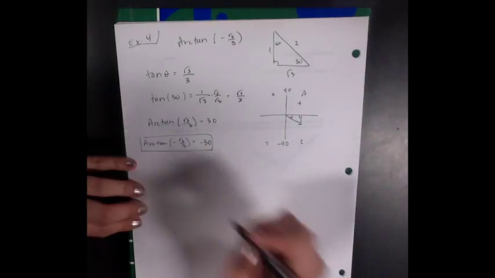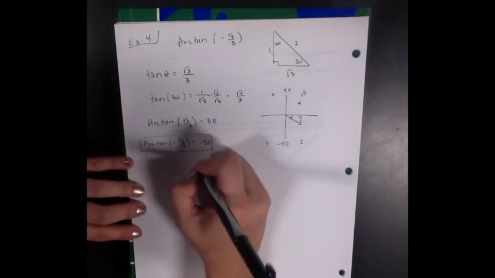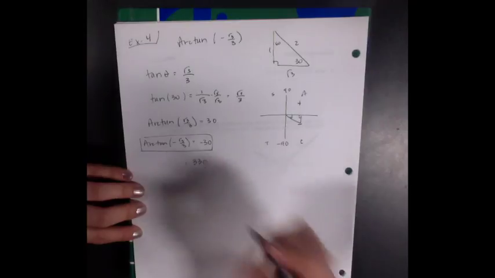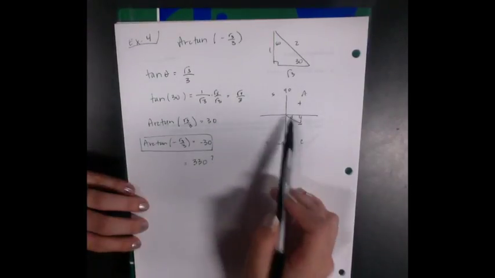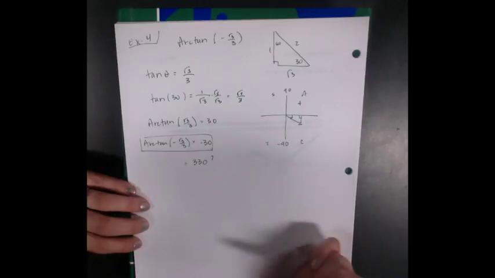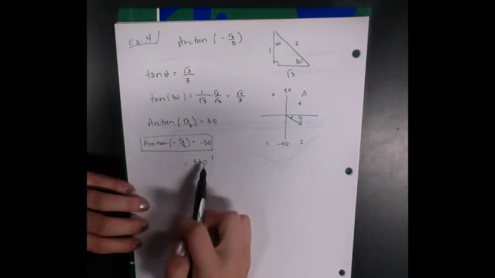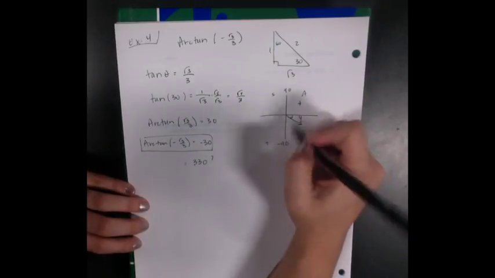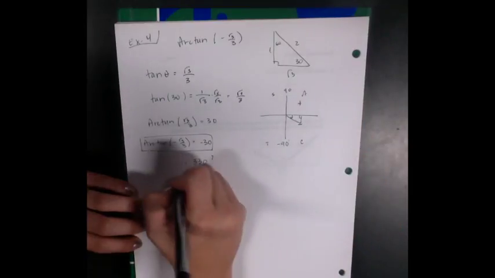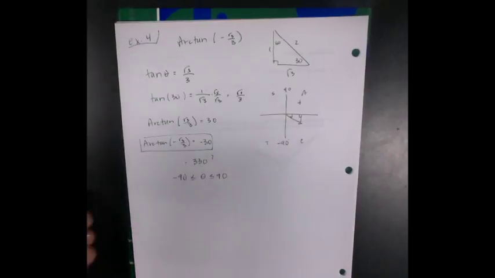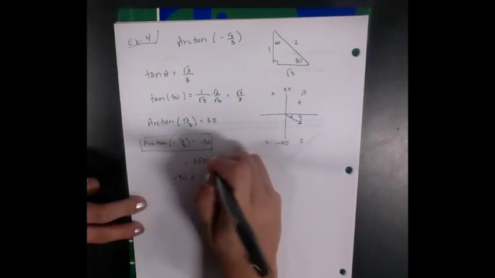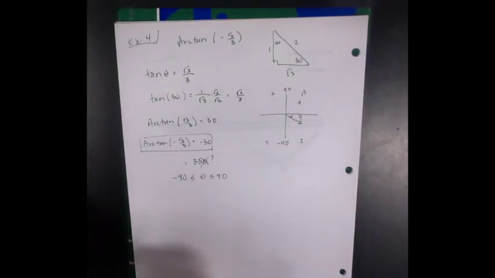Why wouldn't we say that it was 330? Because if we are going all the way around the circle, this would give us the same answer. The reason we don't say 330 is it is not in our range. It has to be from negative 90 to 90. 330 is not in that. Negative 30 is.